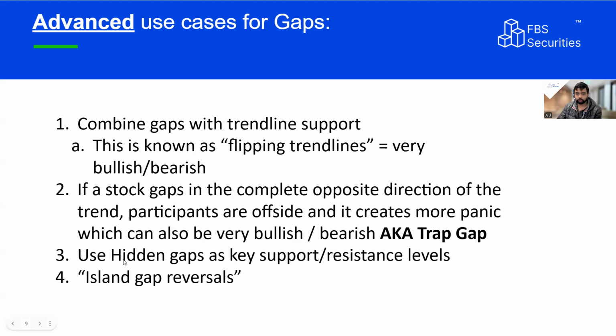And then, of course, like I said, you have these hidden gaps that can act as key support and resistance levels. I like to use the hidden gaps more with the indexes, like S&P and Nasdaq. With individual stocks, it's a little bit more tedious to do. But I like to use these hidden gaps on the S&P and Nasdaq, and mainly on the ETFs and things like that. And then we'll also cover what's called an island gap reversal.